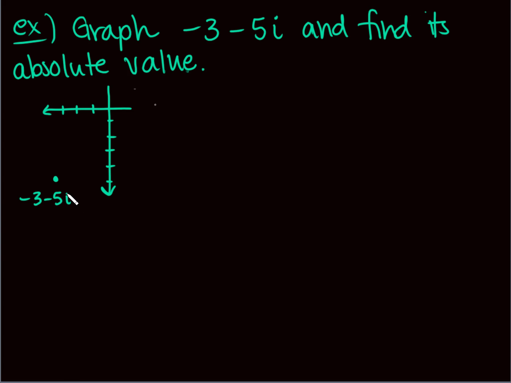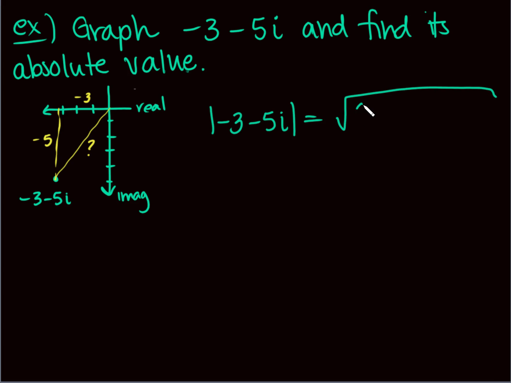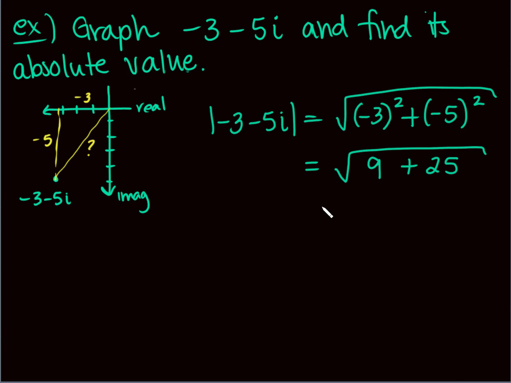Remember, this is my real axis, this is my imaginary axis. So I have graphed the number -3 minus 5i. And you don't always have to memorize things. We know that this is -3, this is -5. So how do I find the absolute value right here? I'm just going to use the Pythagorean theorem. So the absolute value of -3 minus 5i is going to be the square root of, parentheses are important, (-3) squared plus (-5) squared. I don't know how many times I wrote that on my calculus test that I gave the other day. Parentheses are important. Parentheses mean something, people. 9 plus 25.